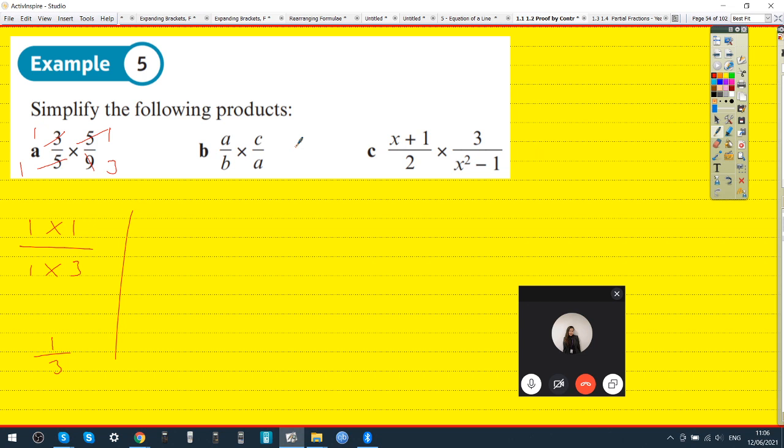It'd become 1 over b times c over a, so what is it? ac over b? 1c over b, just c over b. That a became 1. Oh, so it's just c over b. And an idea about question C.